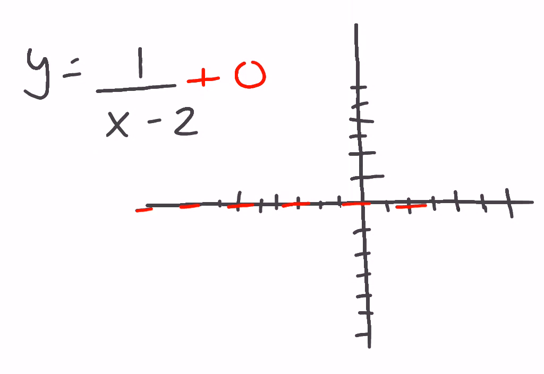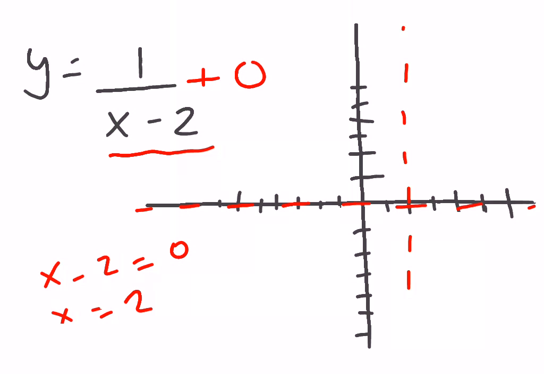It's running horizontally. Okay, x minus 2, this bottom part, if I set it equal to 0, I get the equation x equals 2. And that's actually the line of my vertical asymptote, running right down through x equals 2.